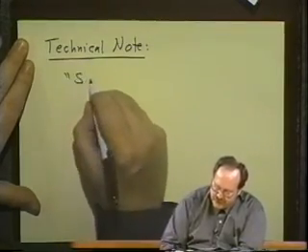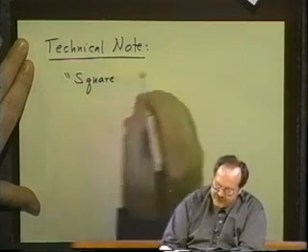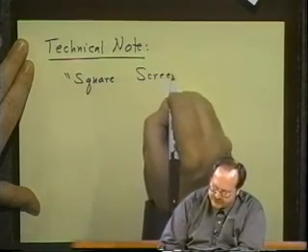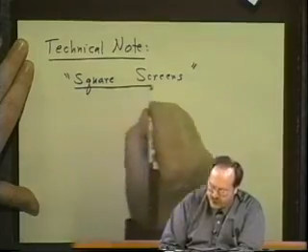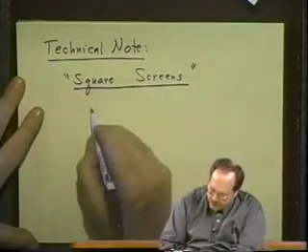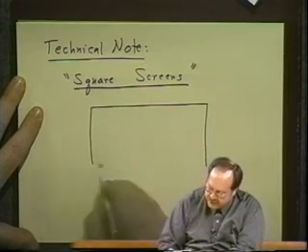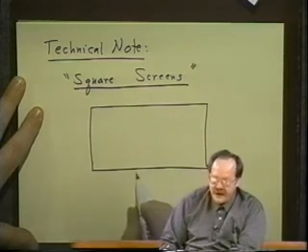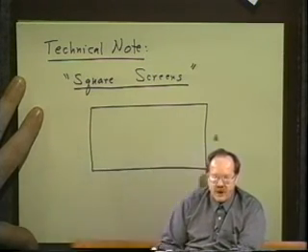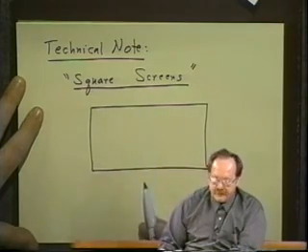You will find in your textbook and elsewhere reference to what are called square screens. Now, what does that mean? Remember what the screen of a calculator looks like. It's not unlike a television screen. It is longer horizontally than it is vertically.